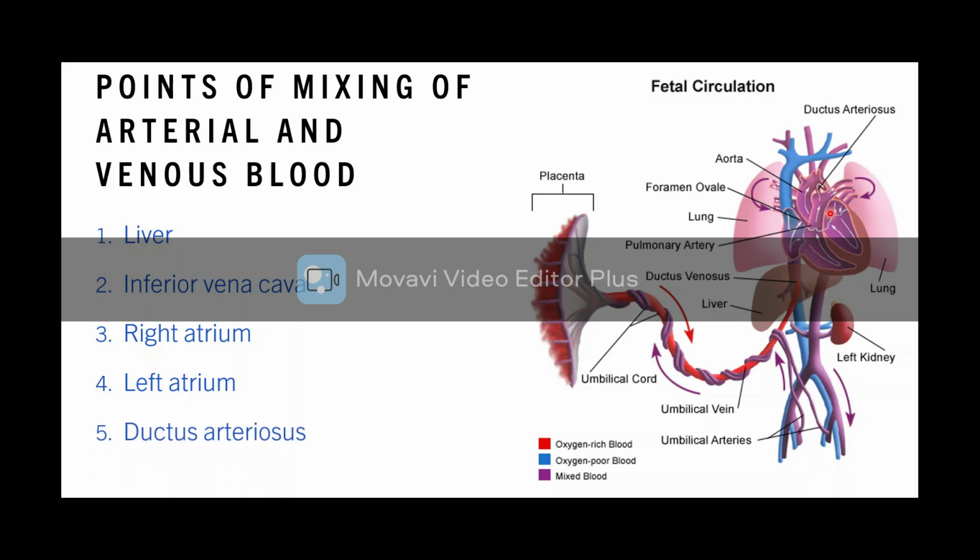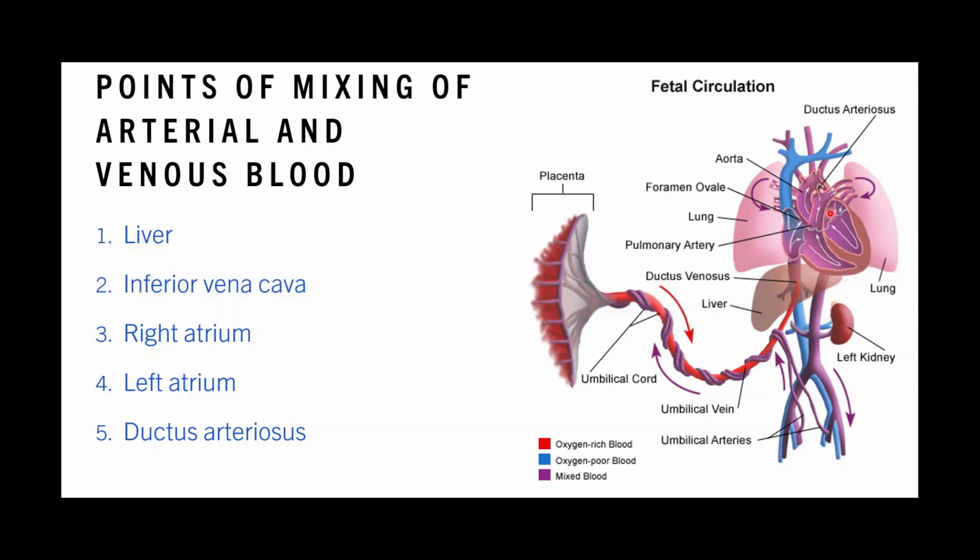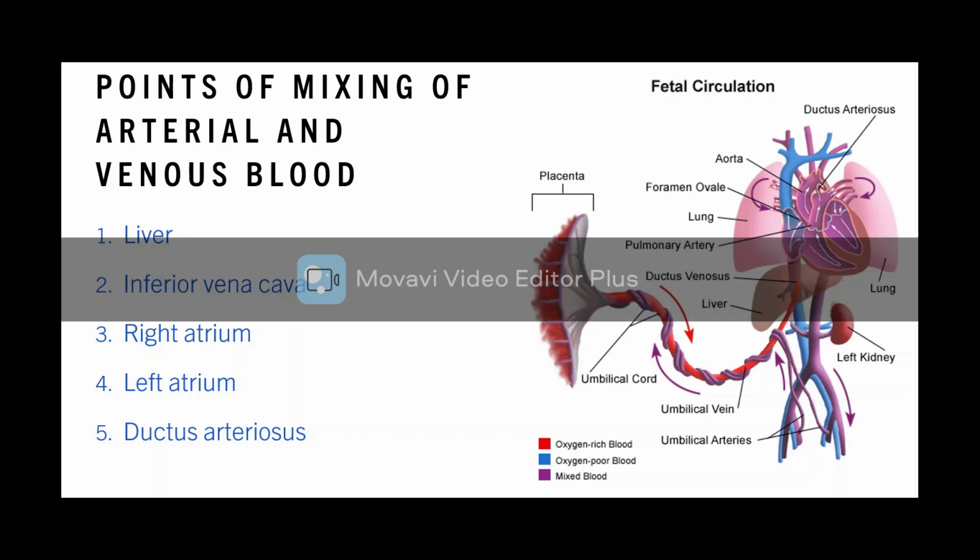The fifth point of mixing of blood is the ductus arteriosus. This is the ductus arteriosus. It has been marked. See, here the pulmonary artery and aorta join. So this is the fifth point of mixing of blood.